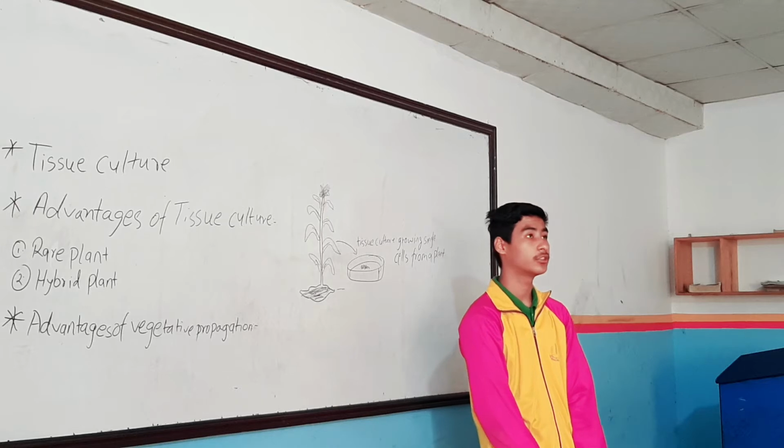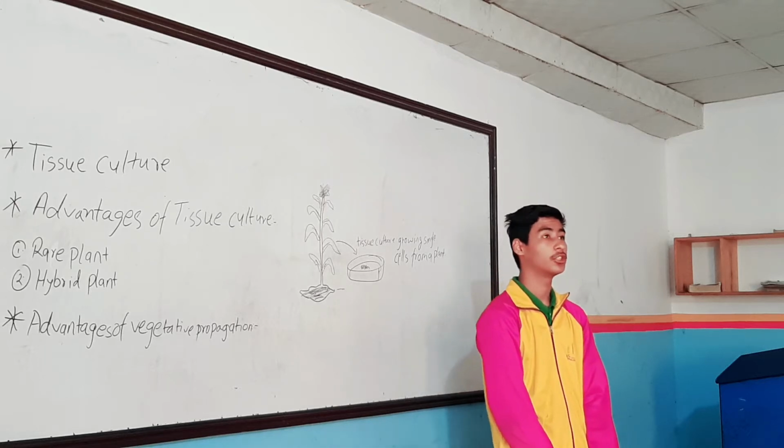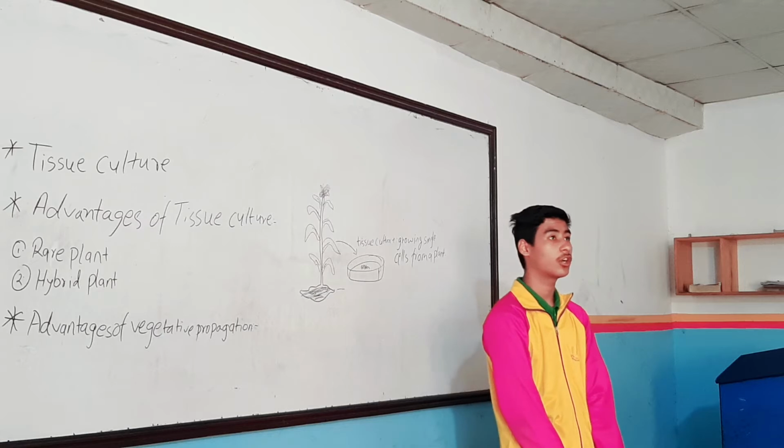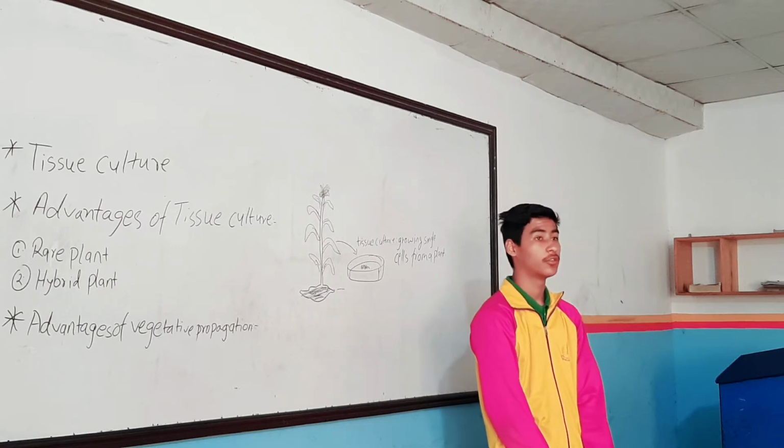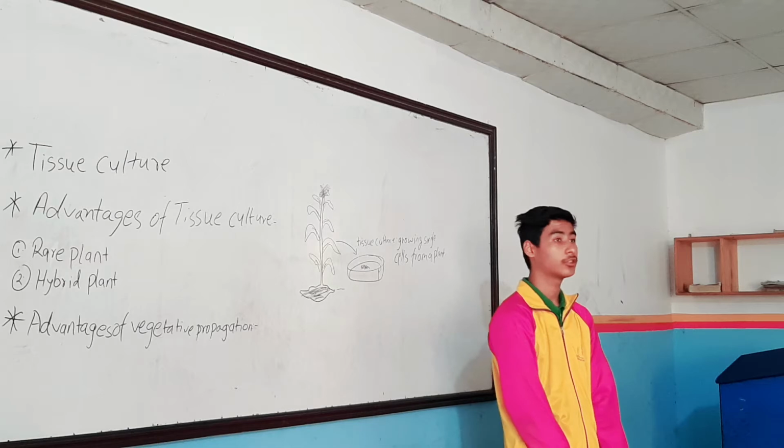Plants produced by vegetative propagation bear flowers and fruits earlier than those from seeds. For example, orange, mango, etc.